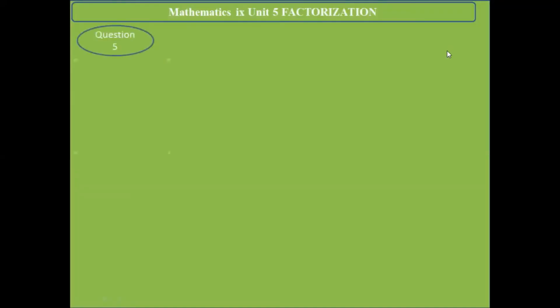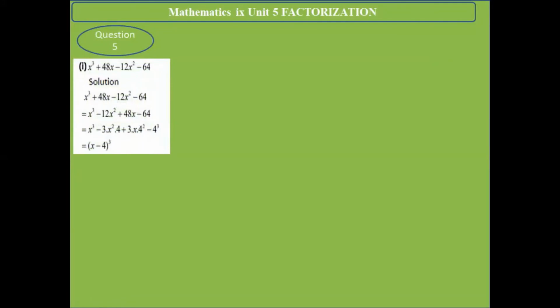Question number 5. x cube minus 12x square plus 48x minus 64. We can factorize this by using the formula a minus b whole cube, which is equal to a cube minus 3a square b plus 3ab square minus b cube. So you just have to recognize which value is equal to a and which value is equal to b. So first I take a as x, so x cube, and here the b value will be 4 cube. 64 can be written as 4 cube.